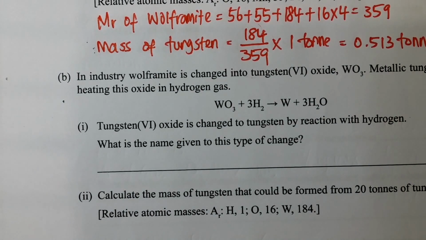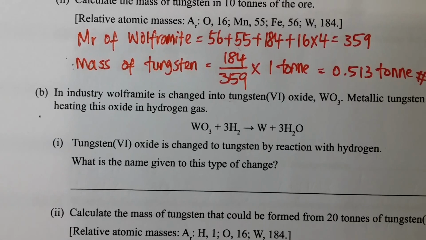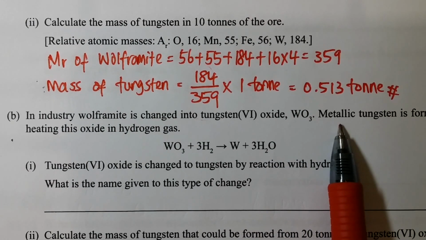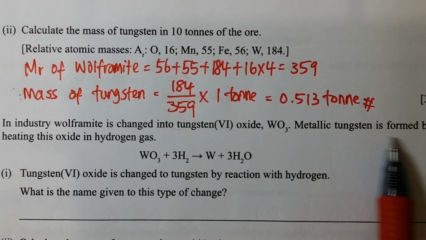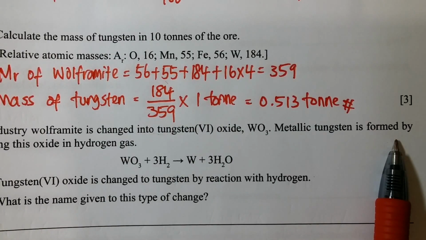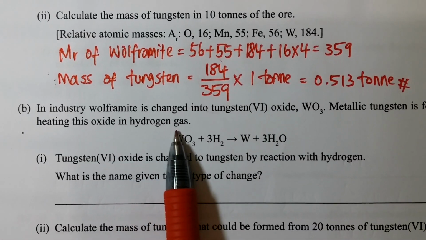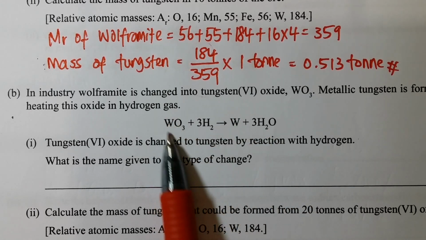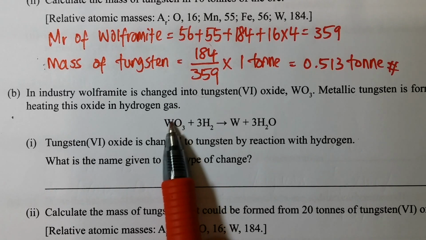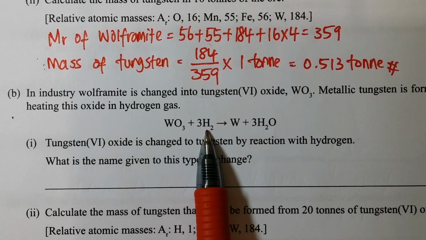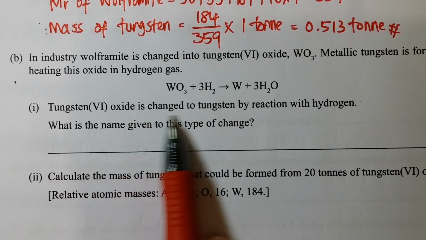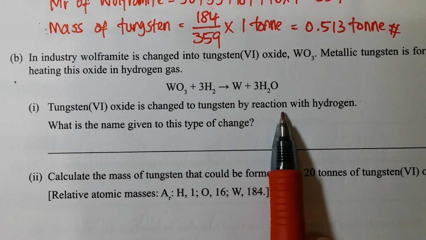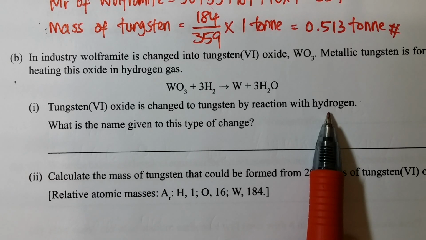In industry, wolframite is changed into tungsten 6 oxide, WO3. Metallic tungsten is formed by heating this oxide in hydrogen gas. So we can get tungsten by heating tungsten 6 oxide with hydrogen. Tungsten 6 oxide is changed to tungsten by reaction with hydrogen.